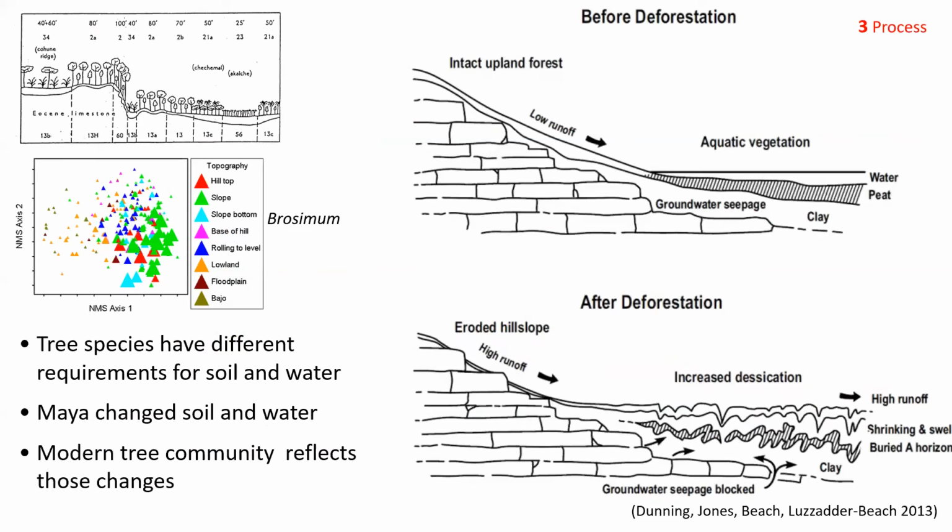And this, I reason, has had a huge impact on the present day forest. Here's our diagram again, showing how soil depth and slope and so on influence different forest types and species composition. And here's our other diagram showing the connection of a species to soil, to topography and probably soil. And from these studies, we know that tree species have different requirements for soil and water. Well, the Maya really changed soil and water during their heyday of agriculture.